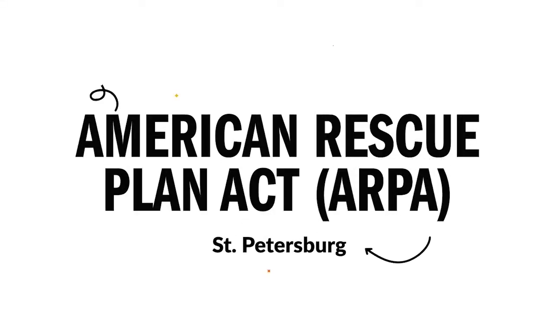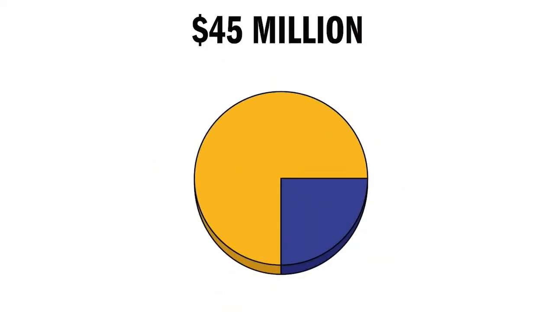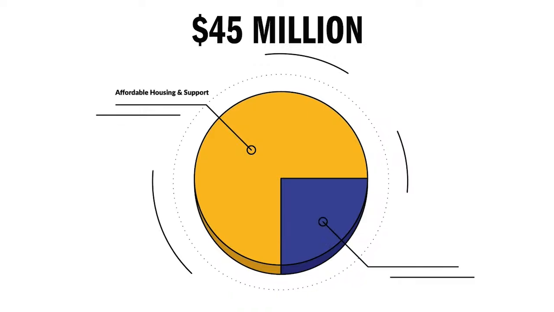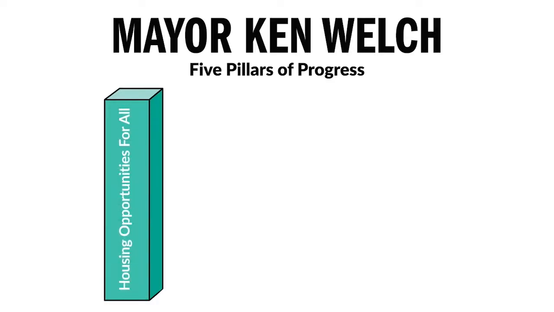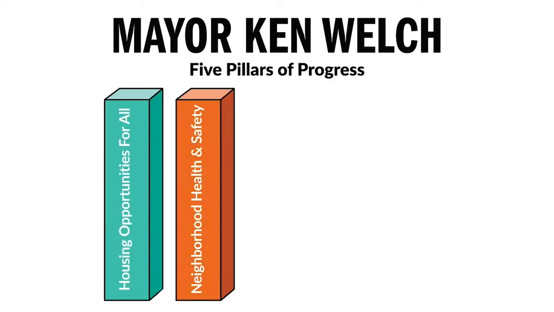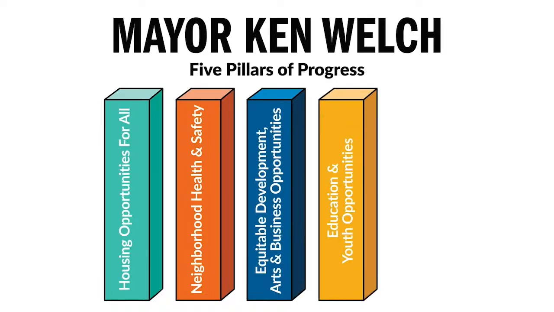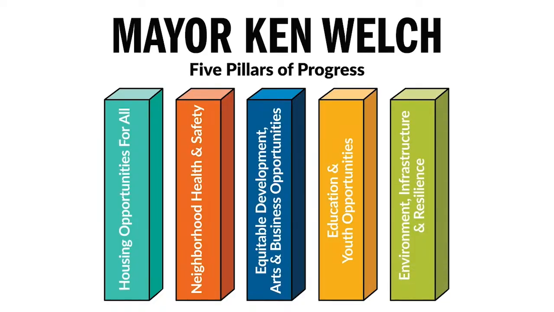The American Rescue Plan Act provides relief funds to governments negatively affected by COVID-19. The City of St. Petersburg has received about $45 million in ARPA funds for investment and has identified key projects that will directly impact St. Pete residents, focusing 75% of funds on affordable housing and support, and 25% of funds on health and social equity efforts. These projects also fall within Mayor Ken Welsh's 5 pillars of progress: housing opportunities for all, neighborhood health and safety, equitable development, arts and business opportunities, education and youth opportunities, environment, infrastructure, and resilience.